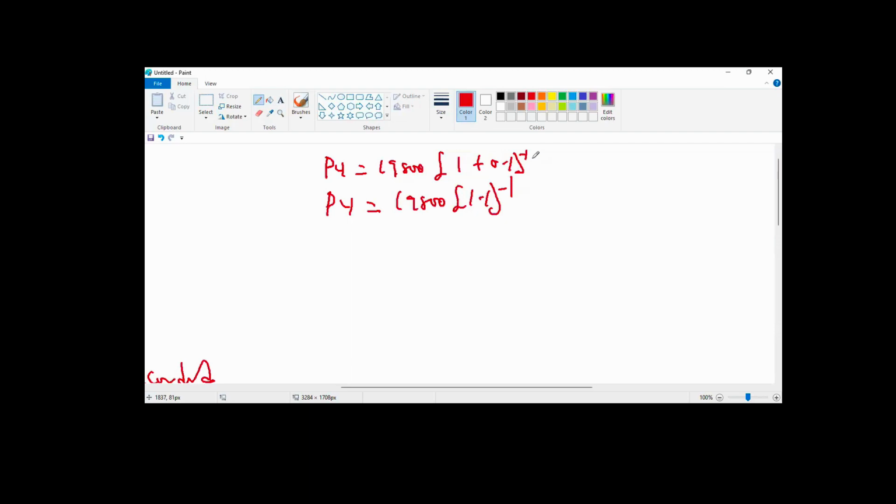On the formula, there's a minus n. So the present value will now give us what? What is the present value? I will now say 9,800 times 1.1 raised to power minus 1, times 9,800. 18,000. What is it? 18,000.